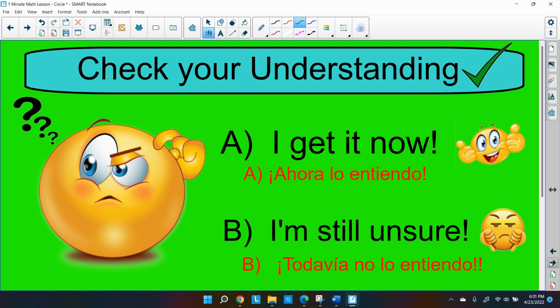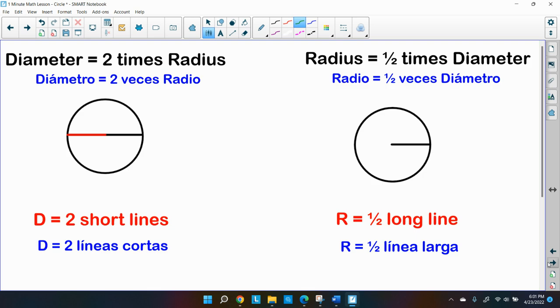So I hope you're getting this. If you're not sure, rewatch the video and write down your questions. Bring them into class, and I'll be glad to answer them. All right, so remember, the diameter is 2 times the size of the radius. The radius is half the size of the diameter, and that's how you get it. Remember, 2 short lines will give you a diameter. So that red line and that black line together will give you a diameter.